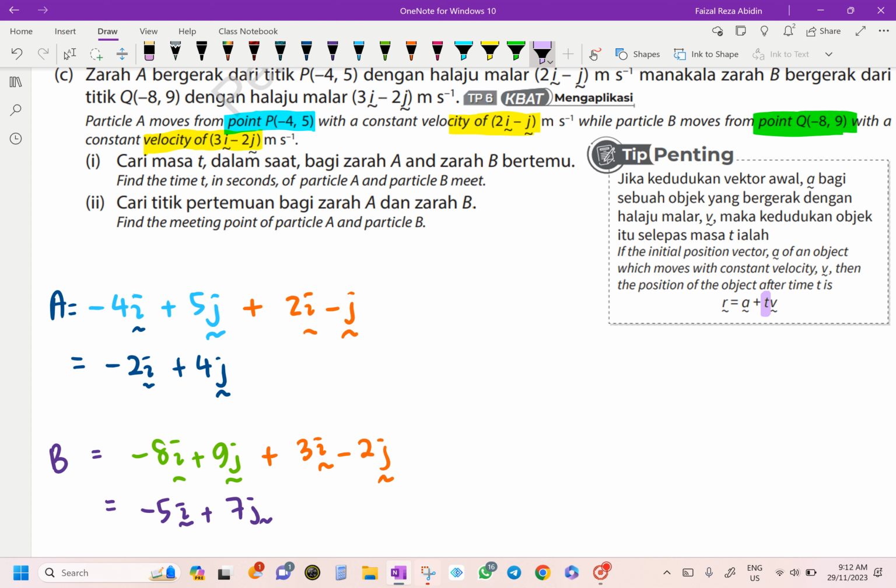Sorry, here. We can't add it here. Girls, sorry, we can't. Why? Because it has t here. It is tv. Because it says here, if the initial position vector a, which is we have negative 4i plus 5j there, plus t, because we have over here constant velocity, the position of the object after time t. It means you have to expand this one. So it will become an equation, girls.